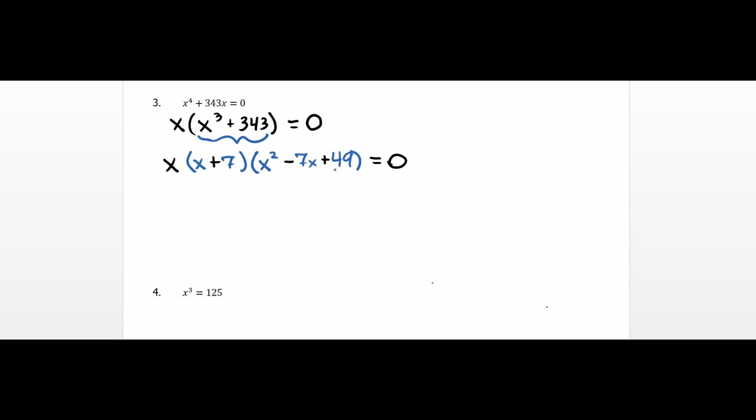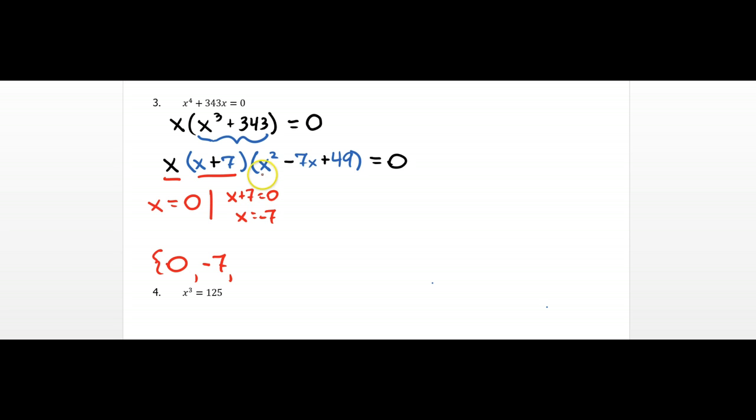Now I'm going to set each of these quantities equal to 0 and solve for x. So first of all, I have just my x. So one possibility is x equals 0. That's just going to have multiplicity 1 right there. Another possibility is x plus 7 equals 0, so that means x could be equal to negative 7 as well. So negative 7 is another solution.